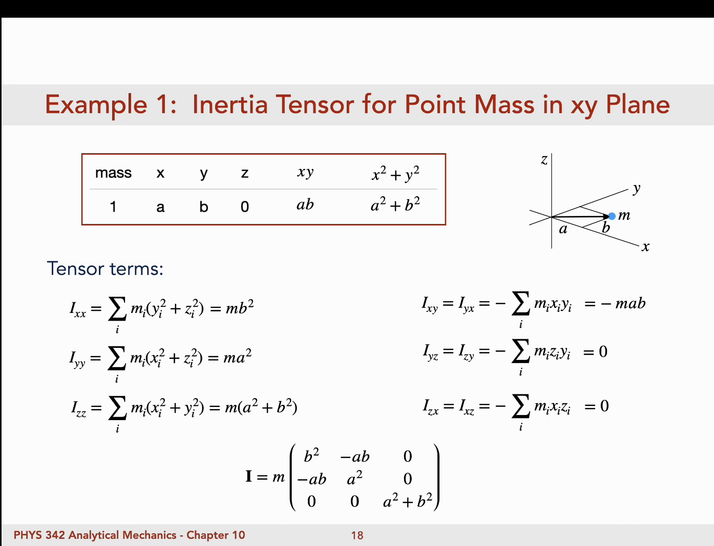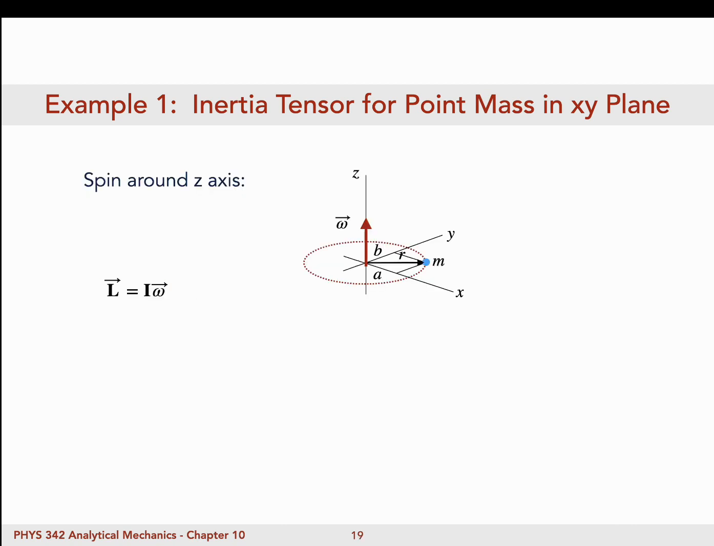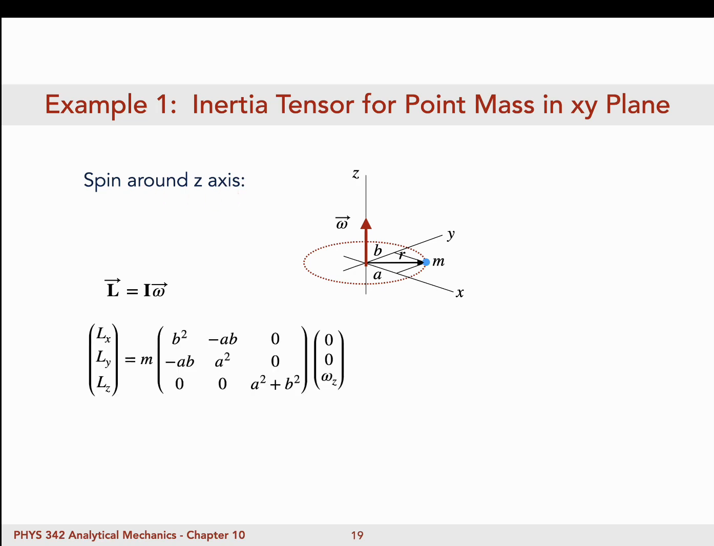And now we can see how to apply it. Let's take our tensor and apply it to a rotation around the z-axis. So we want to spin around the z-axis. We're going to apply the tensor that we just got to an angular velocity vector where you only have a non-zero term in the z direction. So omega x and omega y are both 0, omega z is non-zero. We're going to multiply our 3x3 matrix by our 3x1 matrix to get this.